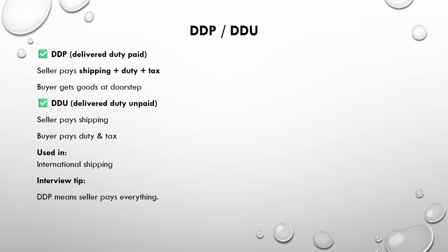And DDU is delivered duty unpaid. In this case, the seller pays only for shipping. The buyer pays the customs duty and taxes when the goods arrive. So the buyer must handle customs clearance and extra charges.